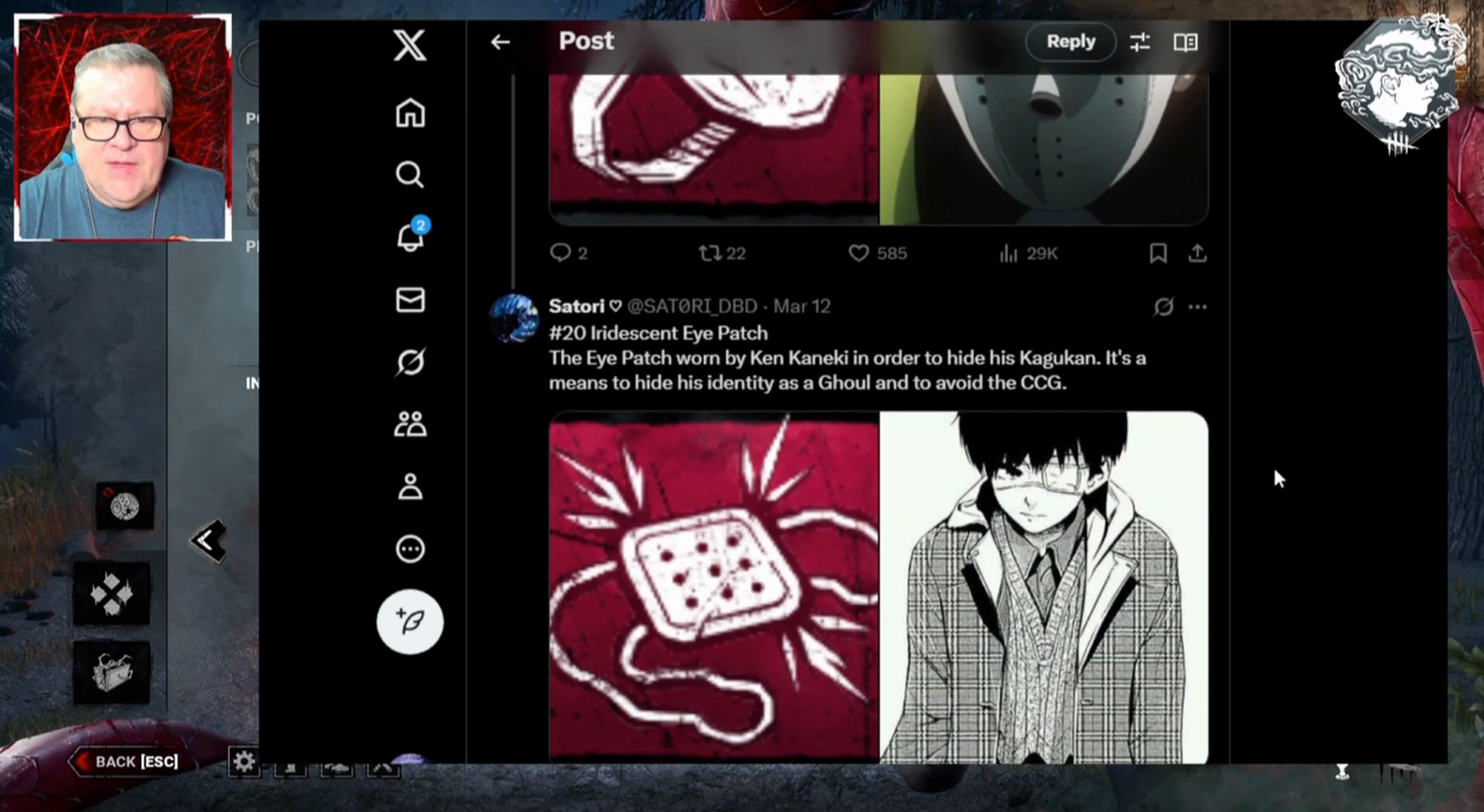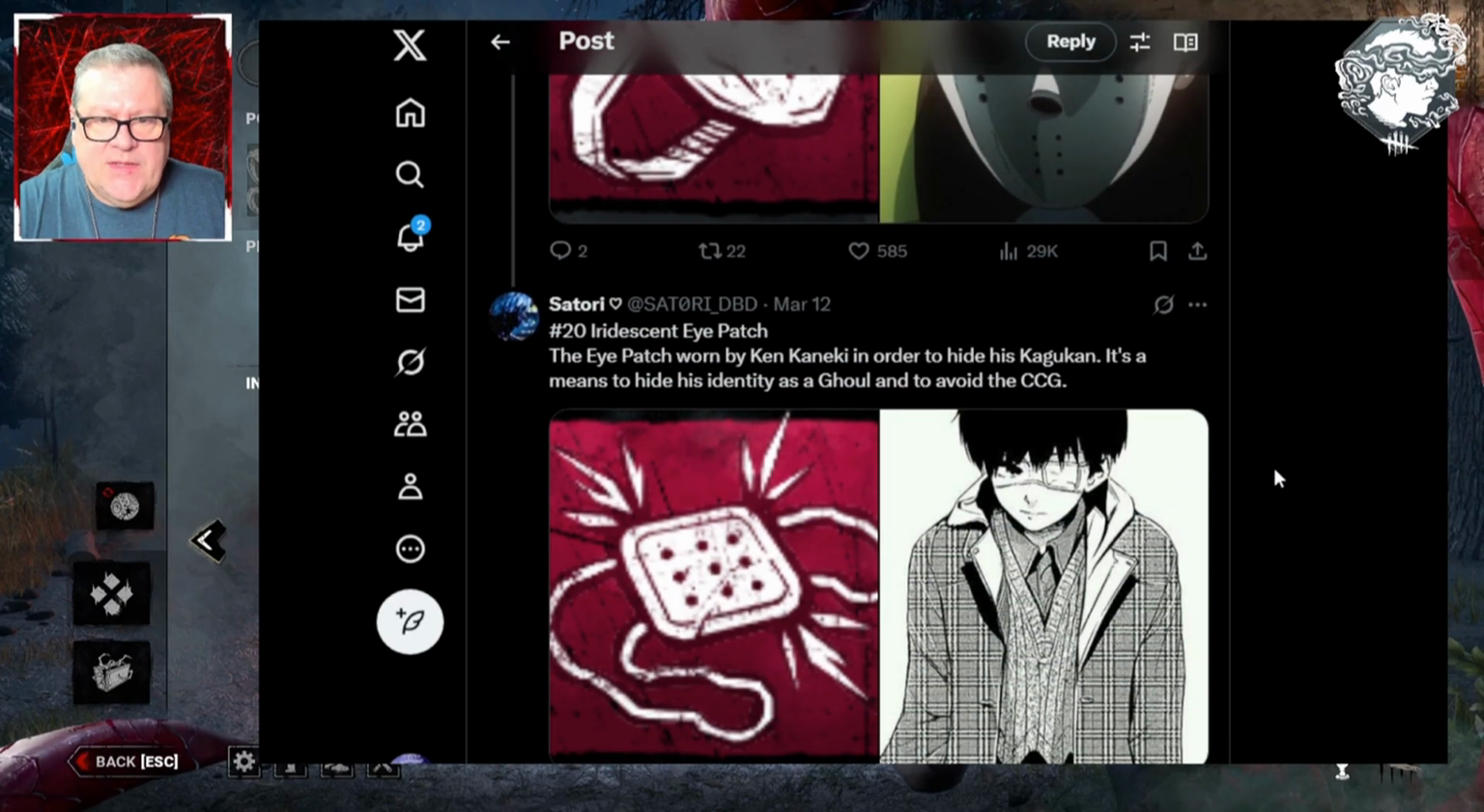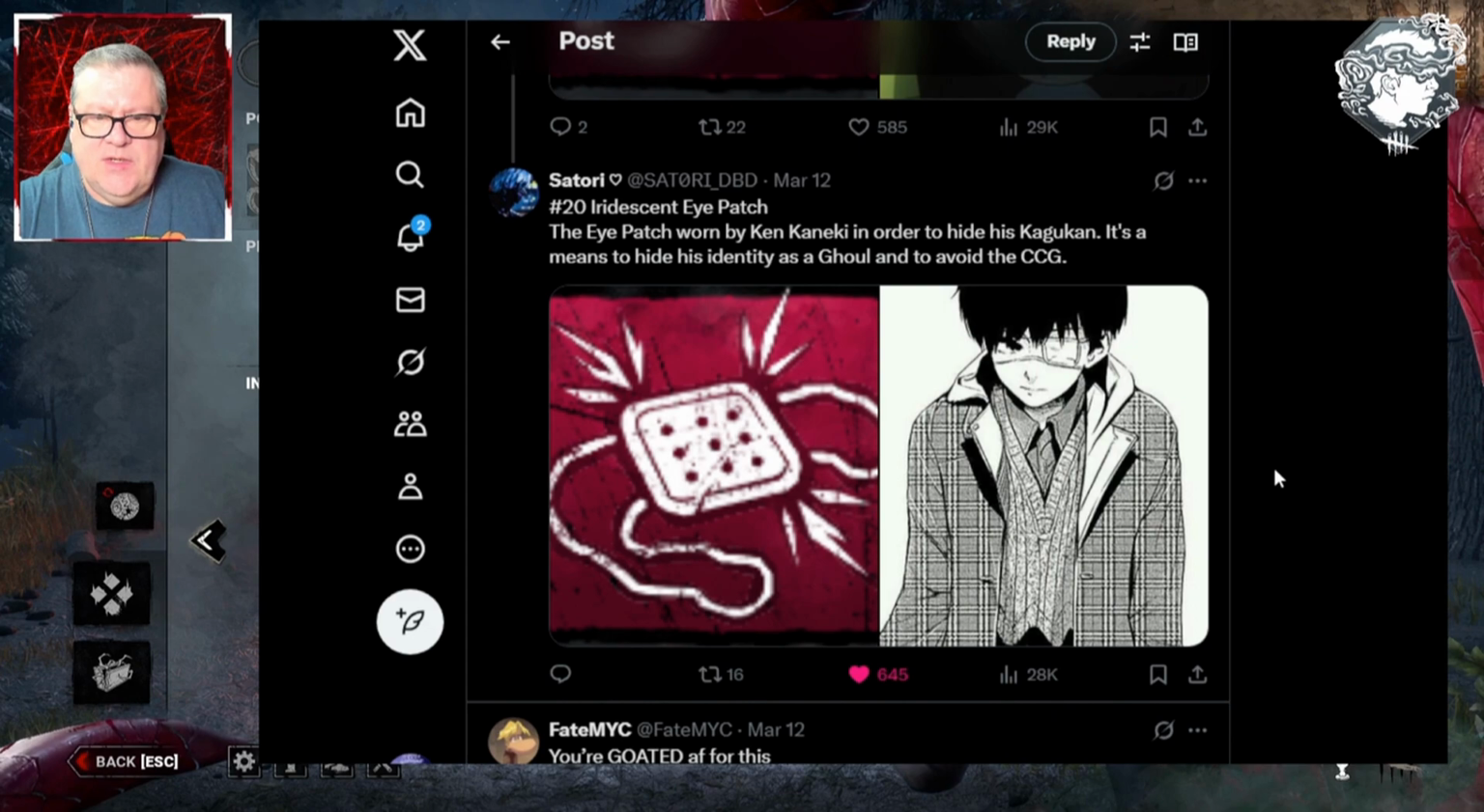The wards. And finally, number 20, the iridescent eye patch. The eye patch worn by Ken Kaneki in order to hide his kagune. It's a means to hide his identity as a ghoul and to avoid the CCG. Because if he gets hungry, that one eye will light up and reveal that he's a ghoul. So he wears that eye patch in the series.